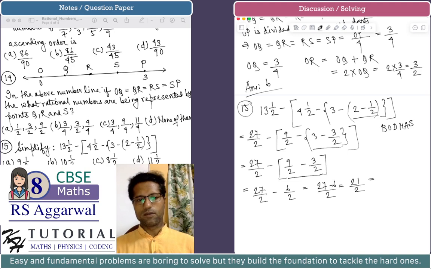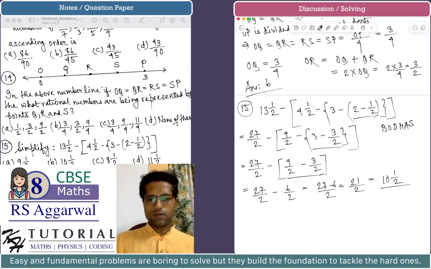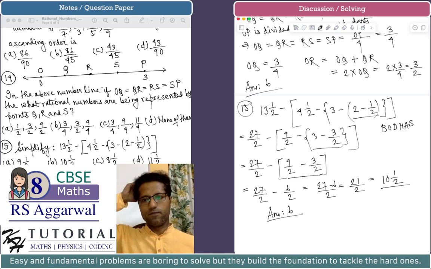Now all the options are given as mixed fractions. So if you convert 21 by 2 to a mixed fraction, this becomes 10 and half. 10 and half. So the correct choice is B.